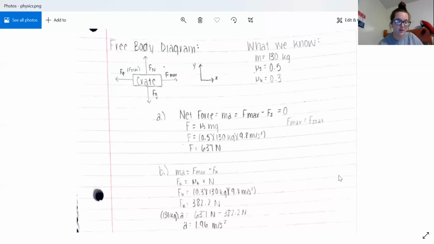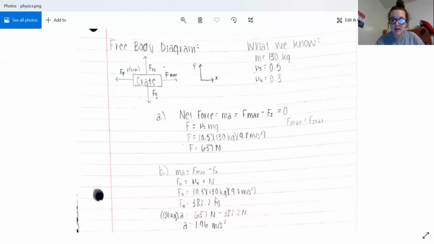So then in part B, we are trying to find the acceleration if we continue to exert that force once the crate starts to slip. So for this, we can take mass times acceleration equals our F max that we just found minus our kinetic force. So first we'll have to find our kinetic force, and by that we can take our coefficient times our mass times acceleration of gravity, so 0.3 times 130 times 9.8, you'll get 382.2 newtons.